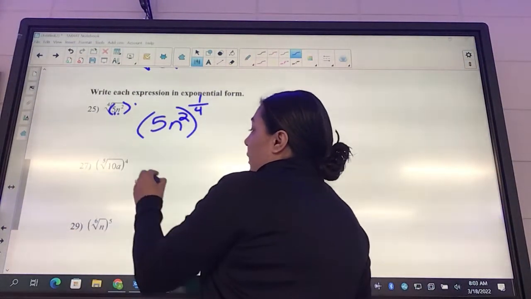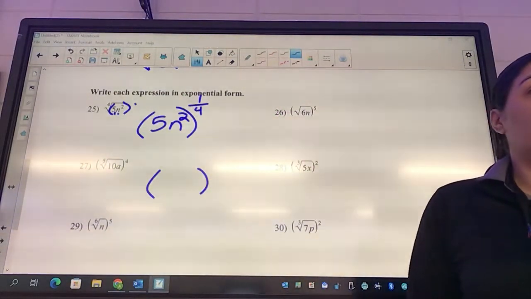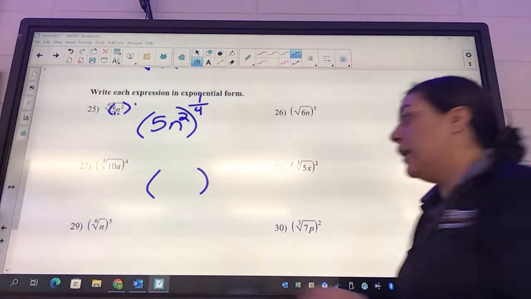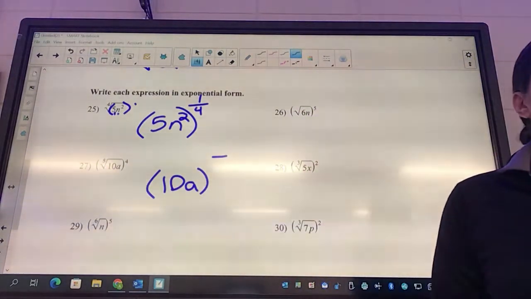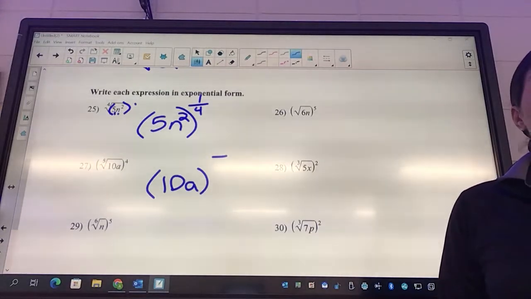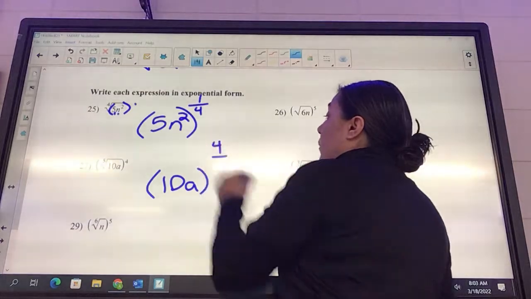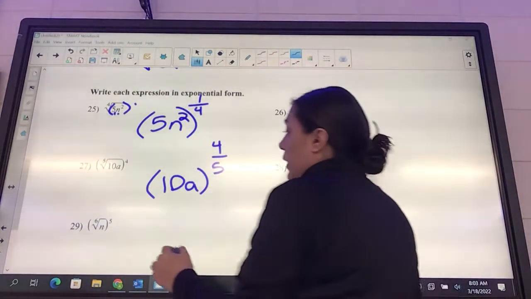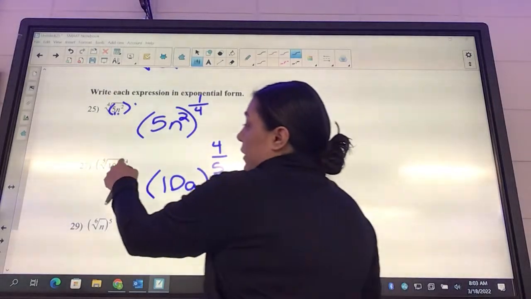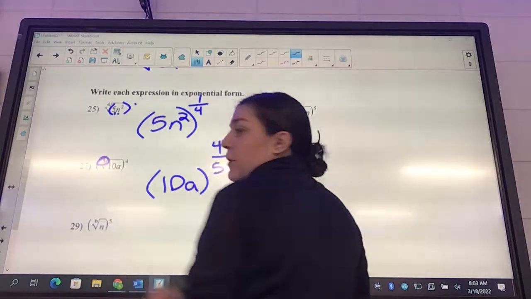Okay, so 27. What's going to go inside the parentheses? 10a. What goes on top? 4. Bottom. 5. Okay, it goes inside over outside. This technically, even though it looks like on the outside, it's the inside. Always this number is going to be outside.